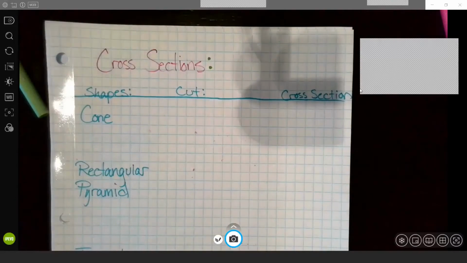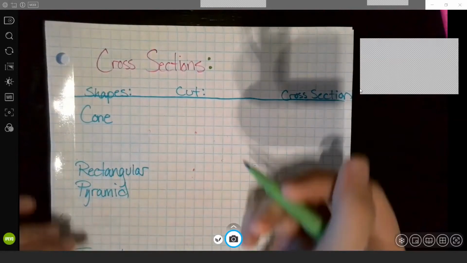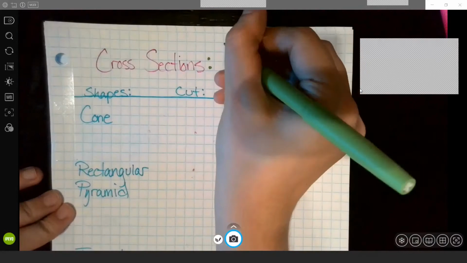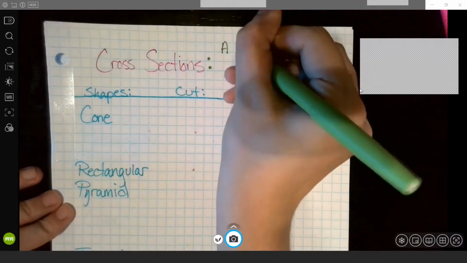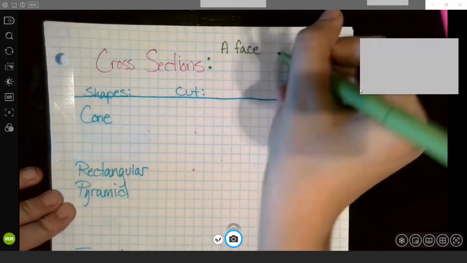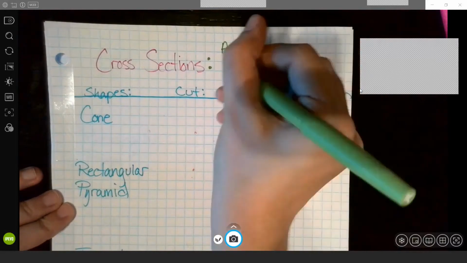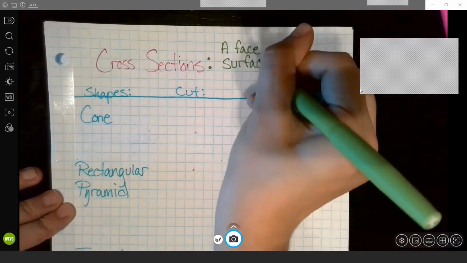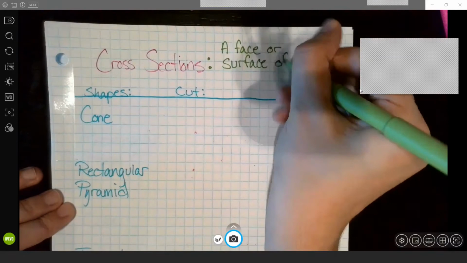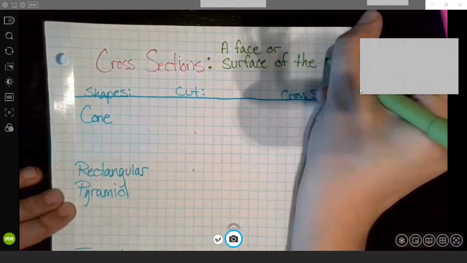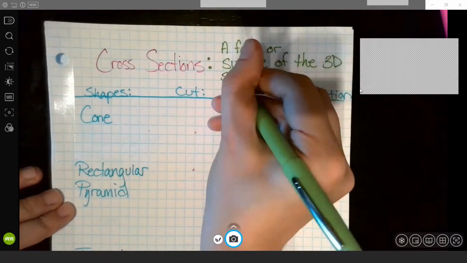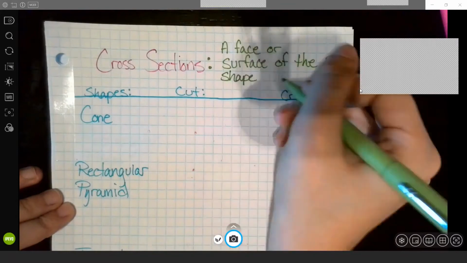So, the big thing from the 3D shape is what really builds the shape up to be what it is. And it kind of touches on that. We're starting first with cross sections. And cross sections are a face or surface of the shape, or of the 3D shape, when cut.